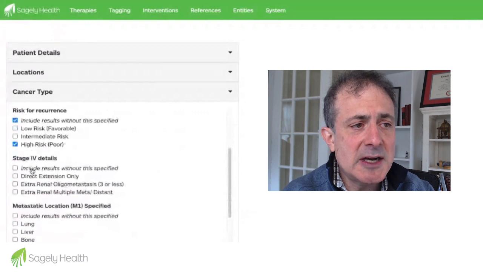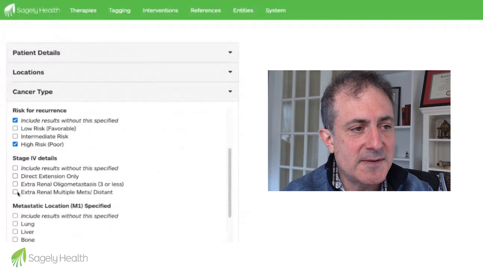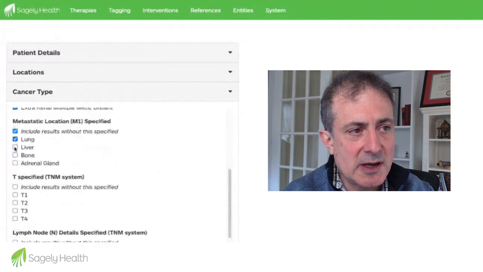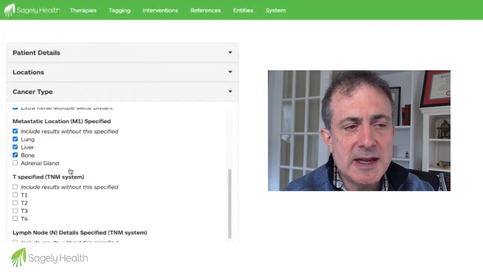And the stage 4 details, there are multiple different varieties of these. This patient has multiple metastases outside. And this includes, it sounds like, the lung, the liver, and the bone. Did they happen to see the adrenal glands, and were they clear?